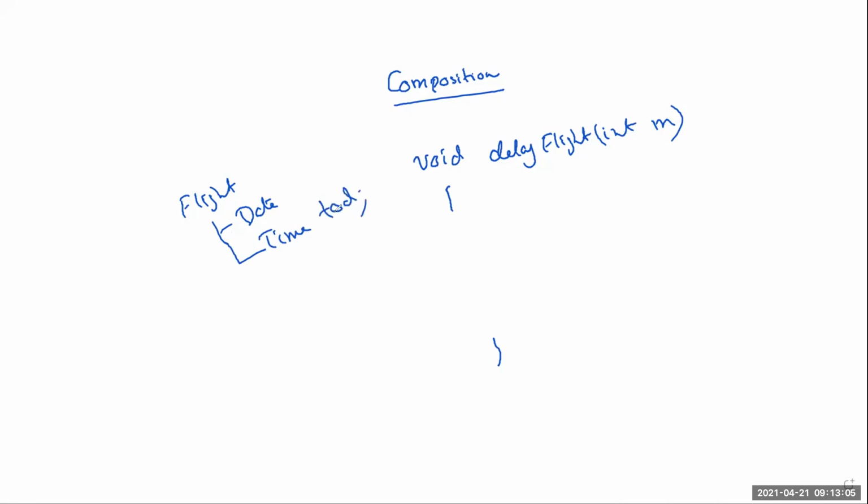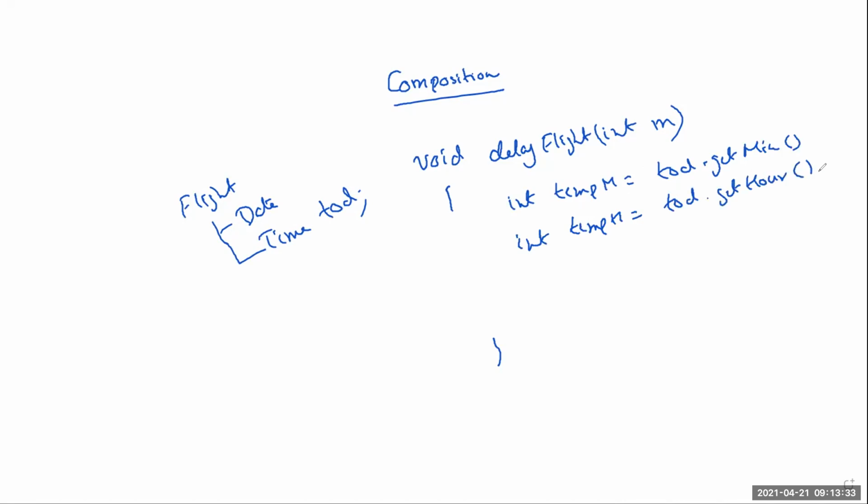So if I have to delay time of departure, I first need to know what is the current time. And for that, what were we doing? We were saying, okay, integer minute is time of departure dot get minute, right? Similarly, if you want to know the current hour, then you had to say time of departure dot get hour. Now you see what was the problem here.